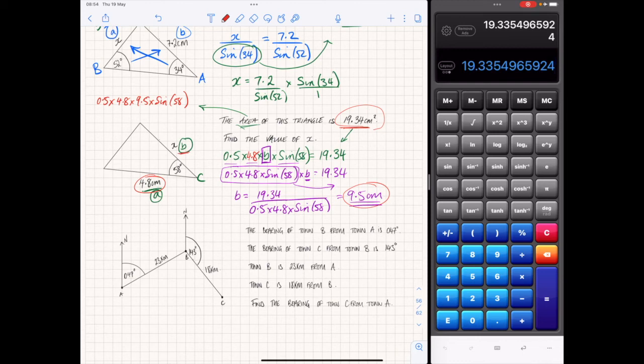Okay, so if you're given an answer for the area, use your formula, substitute in what you know, and then rearrange it.